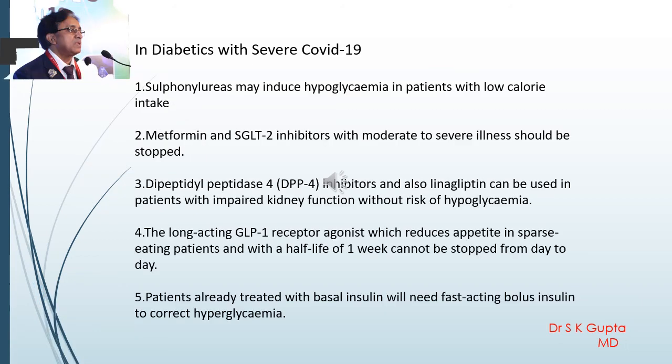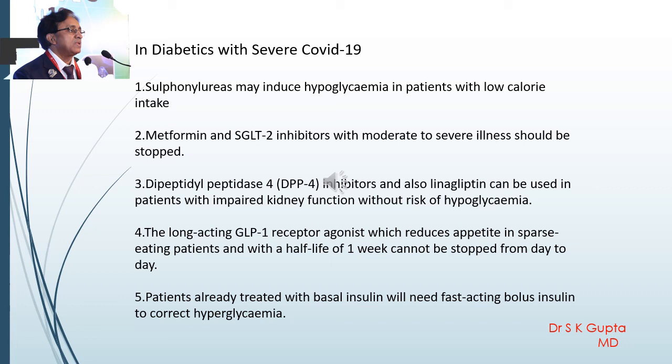This slide shows the management strategies in case a diabetic suffers from COVID-19. As most of these patients are likely to have severe disease, sulfonylureas are potential drugs which can cause hypoglycemia, so these patients should be stopped on any sulfonylureas. Metformin should be stopped. SGLT2 inhibitors should also be stopped in cases of moderate to severe illness. Instead, DPP4 inhibitors, like linagliptin, can be used because they do not have any risk of hypoglycemia, especially in patients with moderate or mild disease.